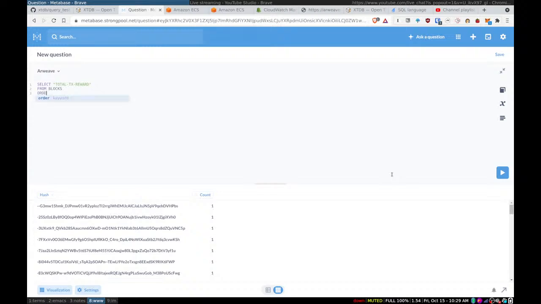So order this by height, because height basically equals time. Do that ascending. So I guess we'll include height in here too, so I don't need to quote height. So this will give us height and total transaction reward, and what the transaction reward is.